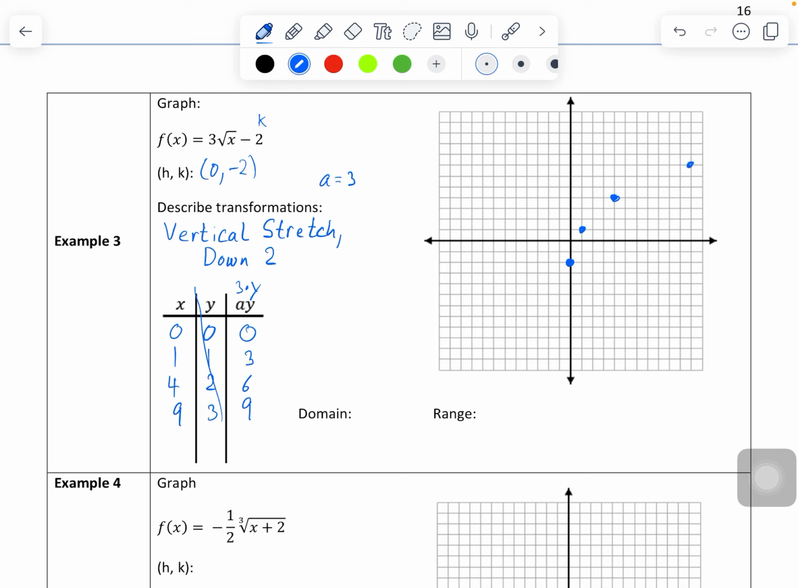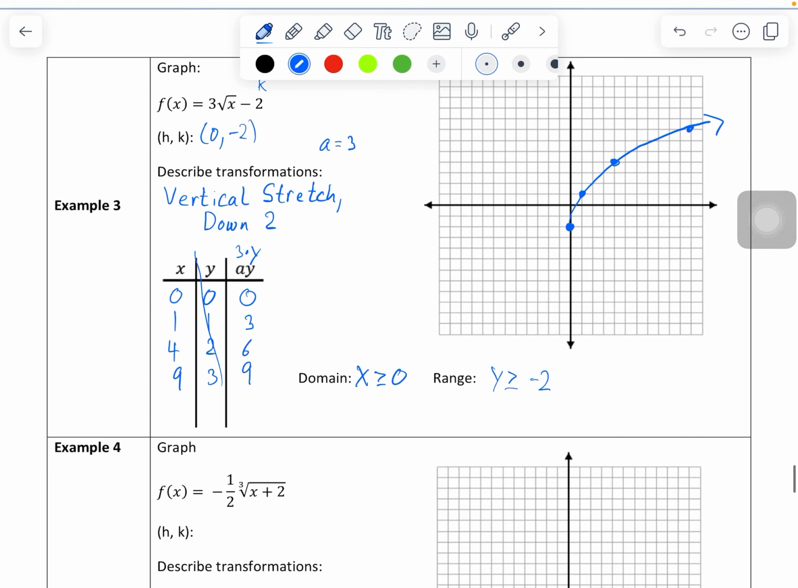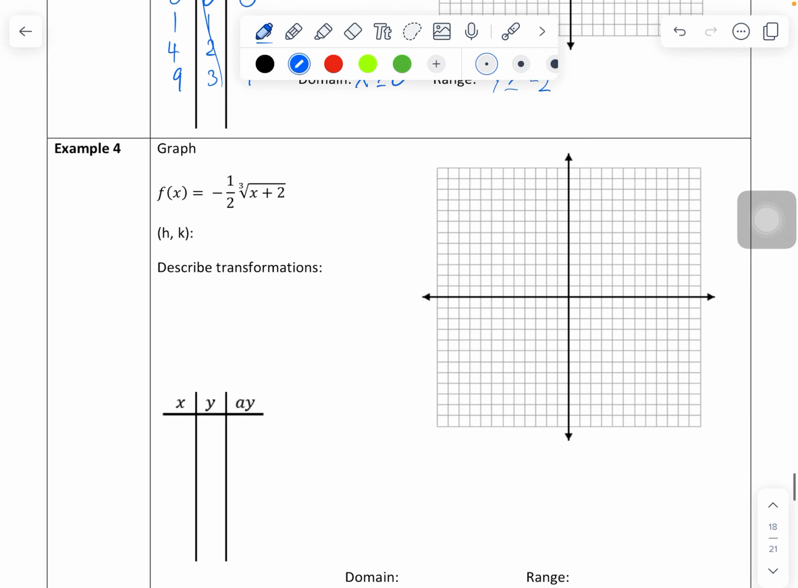It's right here. So we do get a really stretched out graph. If this had been a parabola, it would be a really wide parabola. Now our domain for this one, since our starting h value was at 0, is x greater than or equal to 0. The range is going up from this point. It's getting bigger, so our range is y greater than or equal to our starting y value there, which is negative 2. It's the k value.